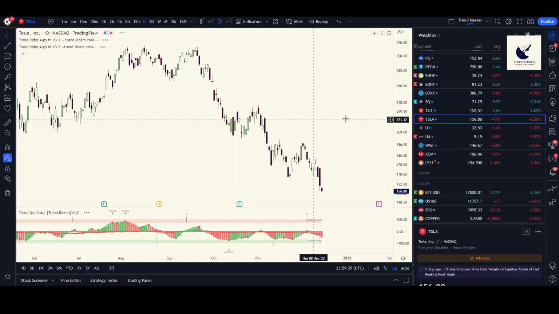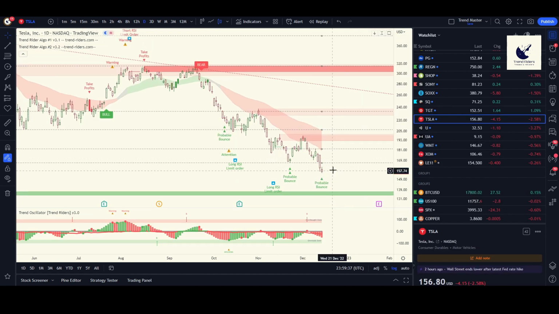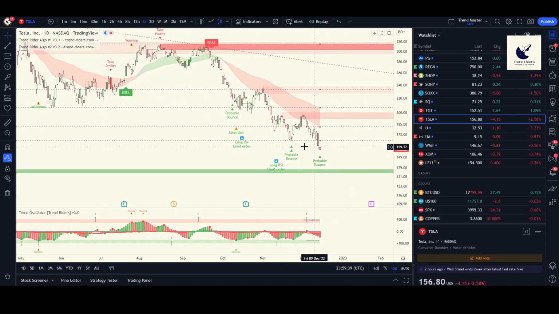One more, let's check Tesla. Tesla has a probable bounce signal on the daily. The last one was a very sweet one. This could be interesting. I will have a green flag here. I'm probably going to see a green circle here, a bullish circle, for a convergence to the upside.